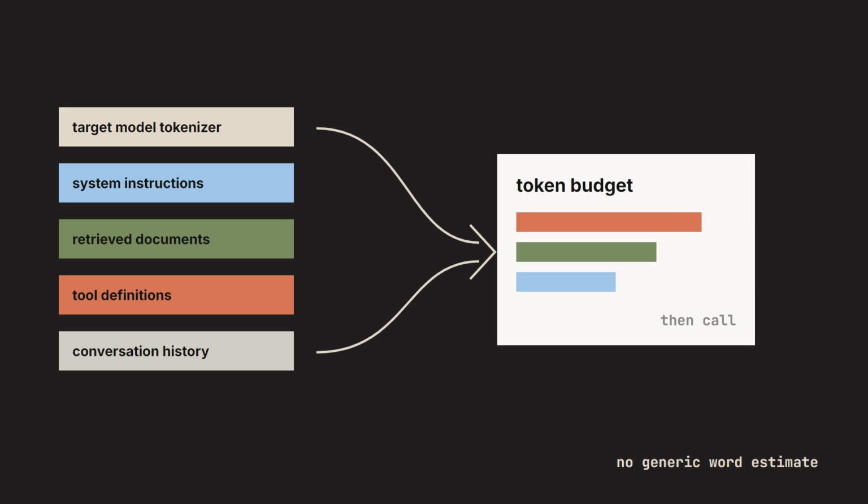If you use reasoning models, do not judge costs only by the length of the visible answer, because internal reasoning can be part of the budget. That's it.